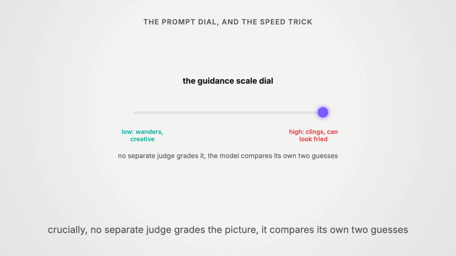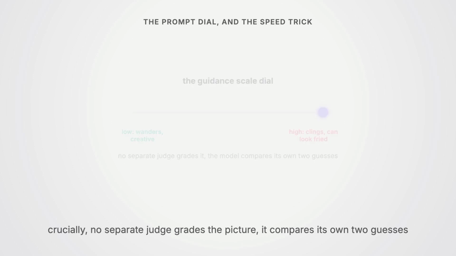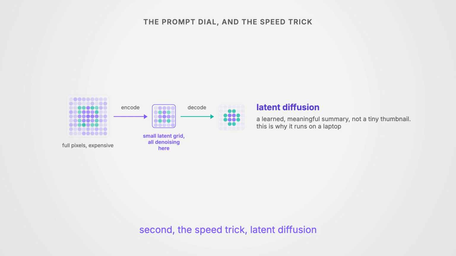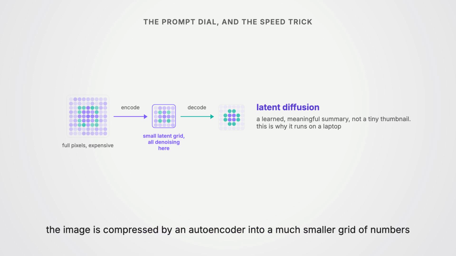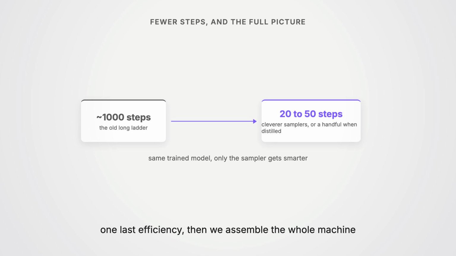Second, the speed trick that put this on ordinary computers, latent diffusion. Denoising every raw pixel is wildly expensive. So the image is first compressed by an autoencoder into a much smaller grid of numbers, a learned, meaningful summary, not just a tiny thumbnail. All the denoising happens in that compact space, then a decoder expands the finished result back into full pixels. That one move is why this can run on a laptop. One last efficiency, then we assemble the whole machine.